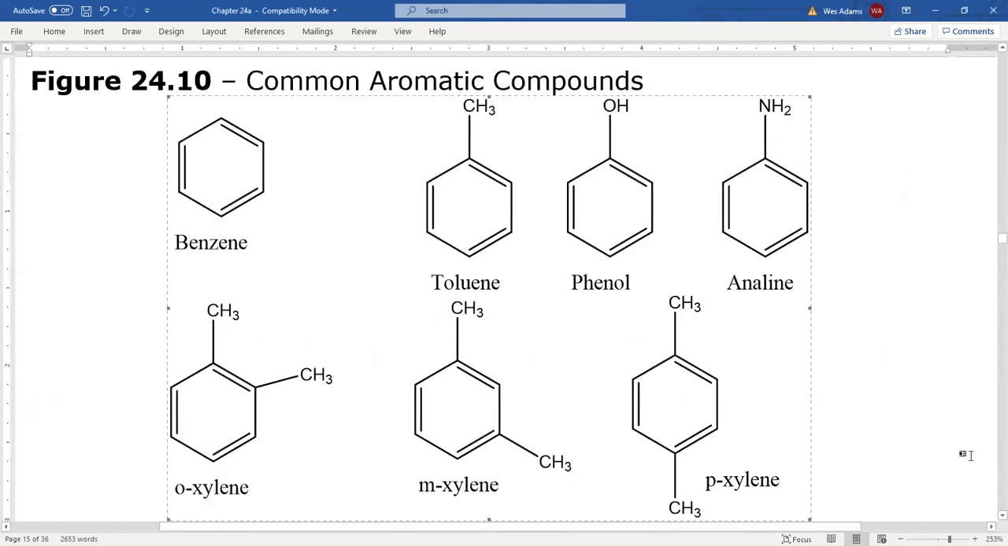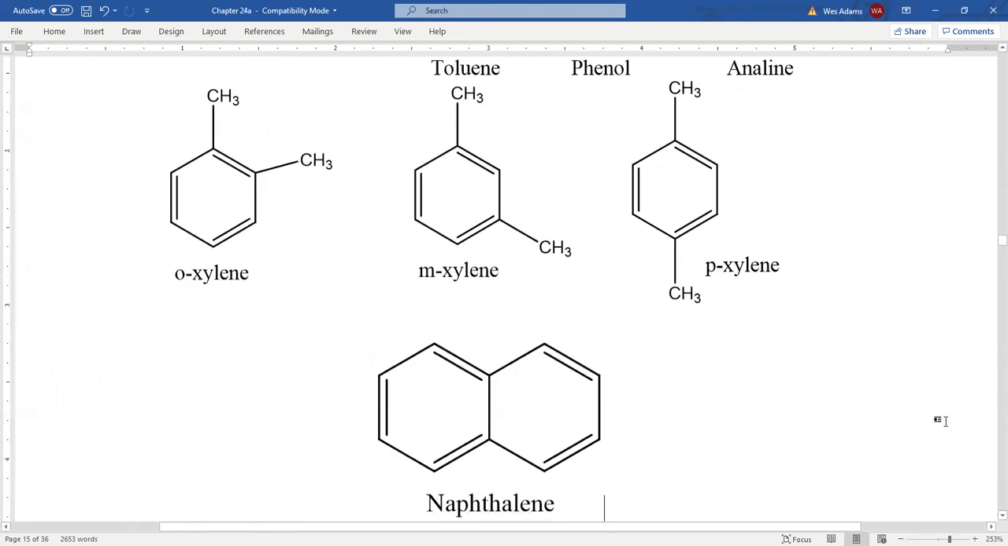Here are some examples. So we see benzene, we see those alternating single and double bonds. And then you can see if you had a methyl group, it's toluene. If you had an OH, it's phenol. If you had an NH2, like it's an amine, you get aniline. If you had two methyl groups, we call it xylene, and you have 3 different substitutions of that. And you can have fused ring structures. For example, this is naphthalene, for example, in mothballs.